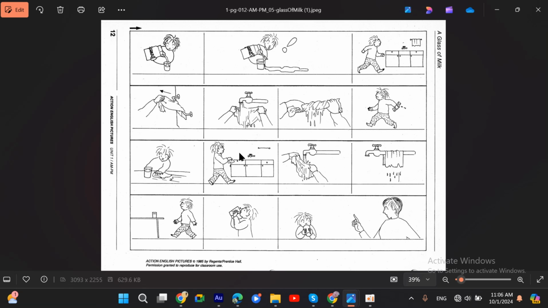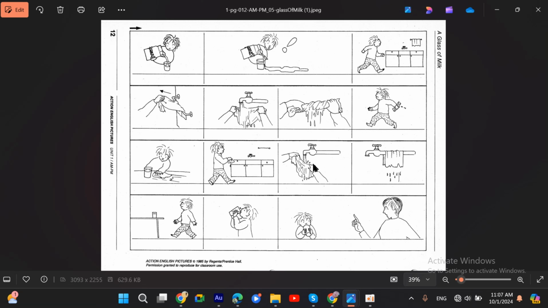و پس او به آشپزخانه میره. So he goes to the kitchen again. If I say I go to or I'm going, ما به آشپزخانه میرم.